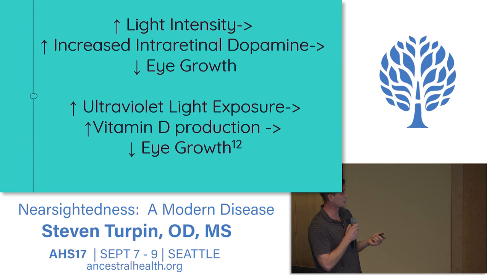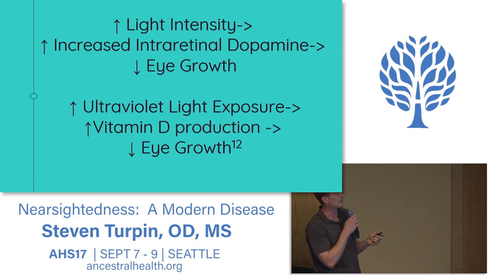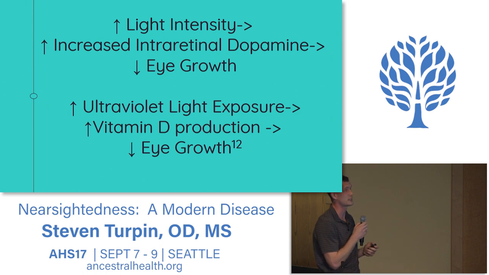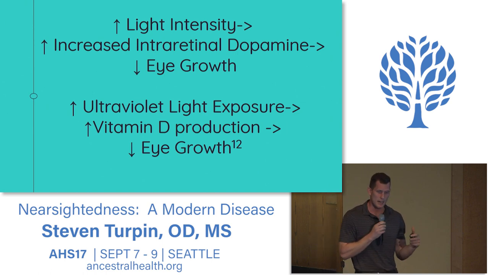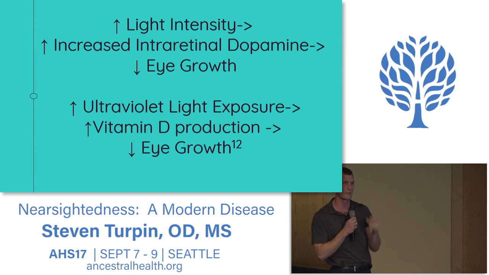So what is the mechanism behind the light? One of the proposed mechanisms is that as light intensity increases, it's correlated well with an increase in intraretinal dopamine. And eye growth is not a linear progression. It's a diurnal curve, and the diurnal curve actually correlates almost perfectly with these rises and falls of the intraretinal dopamine. So we think that that's pretty intimately tied.